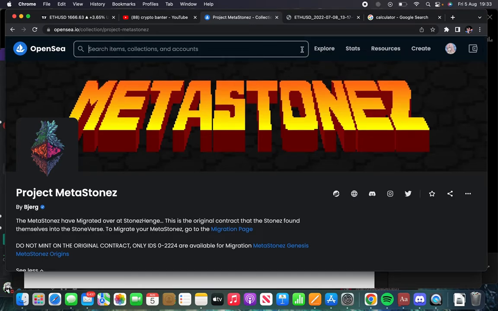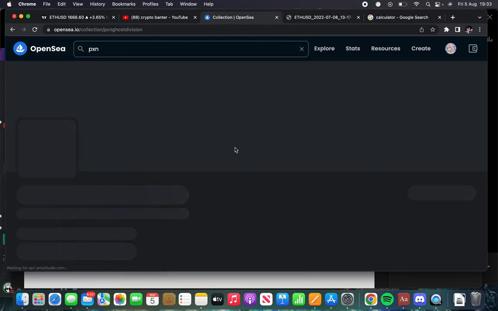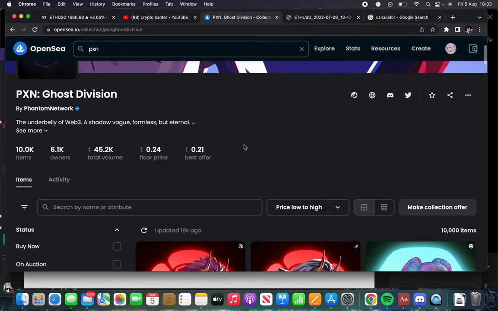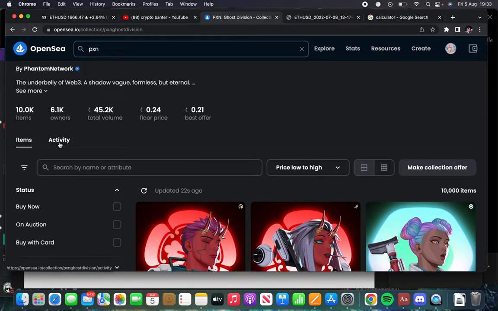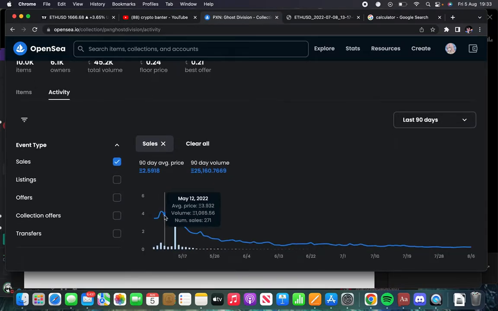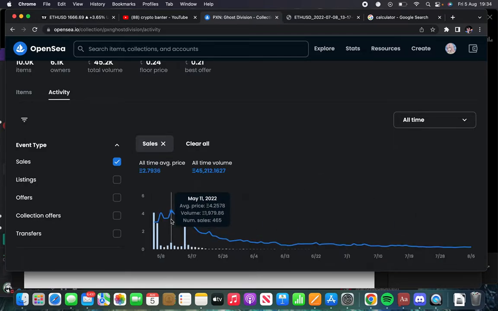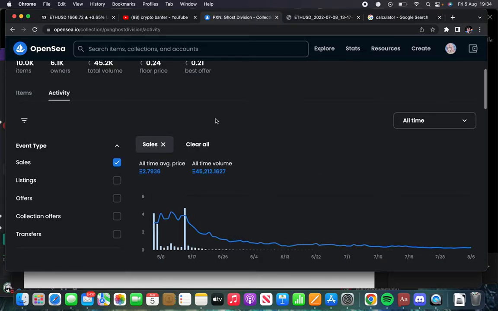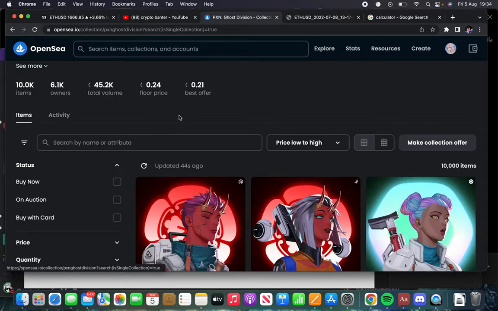I'm not trying to throw shade here, I'm just giving examples. You look at a project like PXN. Gosh, I mean, influencers were hyping the crap out of this. I think it ran to like 6 ETH or something. That was the average price, but hold on, 4 or 5 ETH. I remember seeing it at like 5 ETH. But I guess people were speculating they were going to get rares.